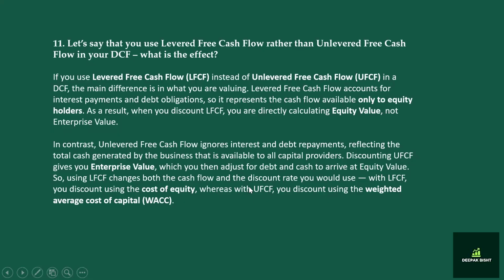Using the wrong type of cash flow or discount rate will lead to inconsistent valuation. For instance, if you use levered free cash flow but still discount it using weighted average cost of capital, you will be mixing equity-only cash flows with a blended cost of capital, which would understate the company's true equity value. In practice, analysts typically prefer unlevered free cash flow and enterprise value, because it's easier to compare across companies with different capital structures and levels of leverage.